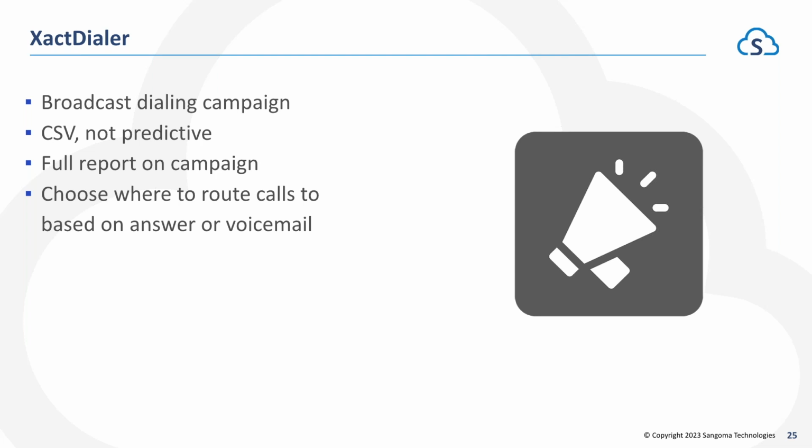It's not a predictive dialer, so this is just a manual upload, and we want to get a message out via the phone system to the customer base. I think it was originally written for schools to let parents know that there was inclement weather and school was either canceled or closing early, something along those lines.